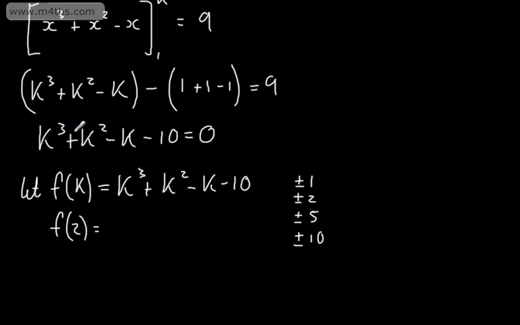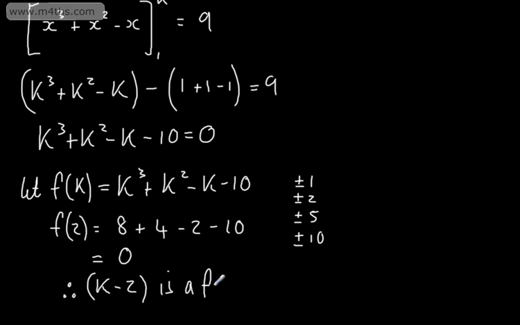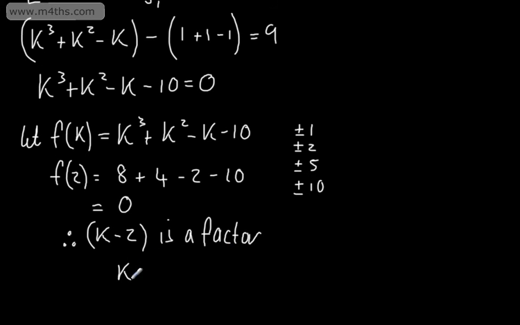Now k cubed plus k squared minus k minus 10 is equal to 0. So that's going to give me 8 plus 4 minus 2 minus 10. That's 12 minus 12. That's 0. Therefore, we can say k minus 2 is a factor, and we can say k equals 2 is a solution to this equation right here.